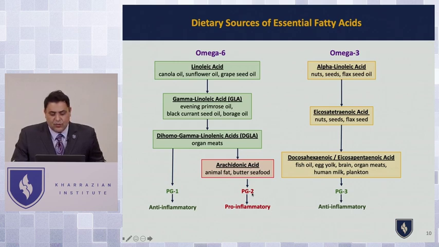And in general, for physiological responses, you actually have to have PG1, PG2, PG3 to some degree. The problem that we have is that we have a population with a Western standard diet where they have very high amounts of PG2, pro-inflammatory prostaglandins. So things like animal fat, butter, seafood produce prostaglandin 2, but it's not just that.